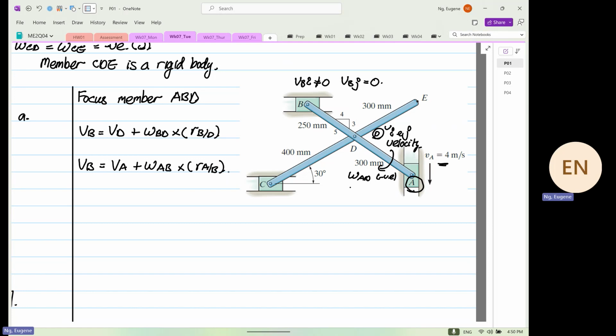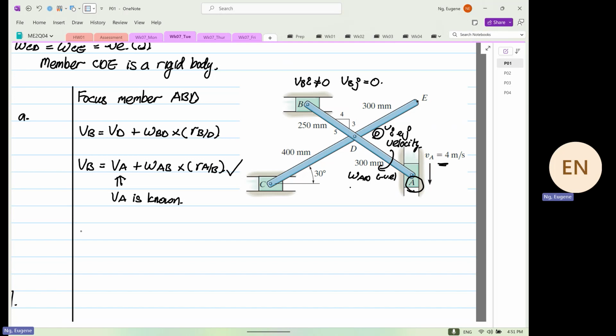The answer is this one. You are going to form the equation with this one. Any idea why? Yes, we choose this equation because VA is known. Yes or no? We know what our VA is. Okay, so from here, we can write this out.